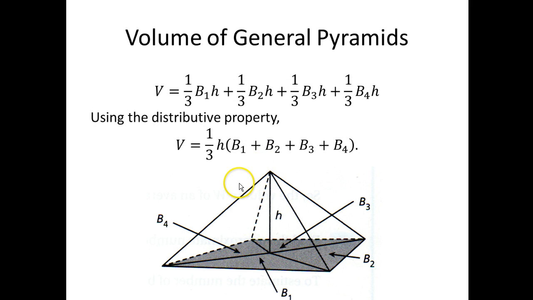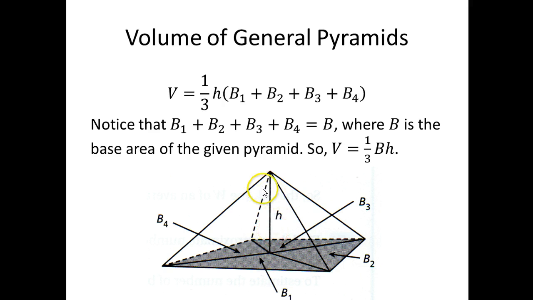The next thing I'm going to do is use the distributive property. I'm going to factor out the common factor of all 4 terms here. Notice that they all have a common factor of 1/3 h. So I'm factoring that out using the distributive property, and that leaves me with the sum of all the bases of the wedge pyramids. But it just so happens that the sum of all the bases of the wedge pyramids is just the base area of the pyramid as a whole. So the volume of this pyramid is just 1/3 times the base times the height.